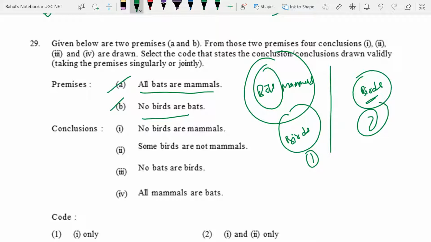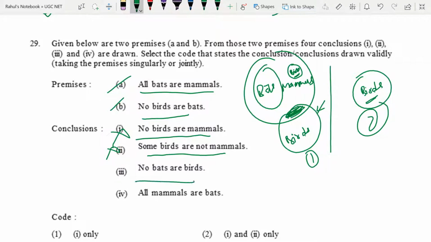Now the conclusions. No birds are mammals. We can't say it is correct. Why? Because this may be the scenario in which some birds may be mammals. So option 1 is completely incorrect. Option second: some birds are not mammals. Some birds are not mammals means they are talking about this case. But it may be the case where some birds may be mammals, isn't it? One more case is there in which all birds may be part of mammals. So statement second is again incorrect.